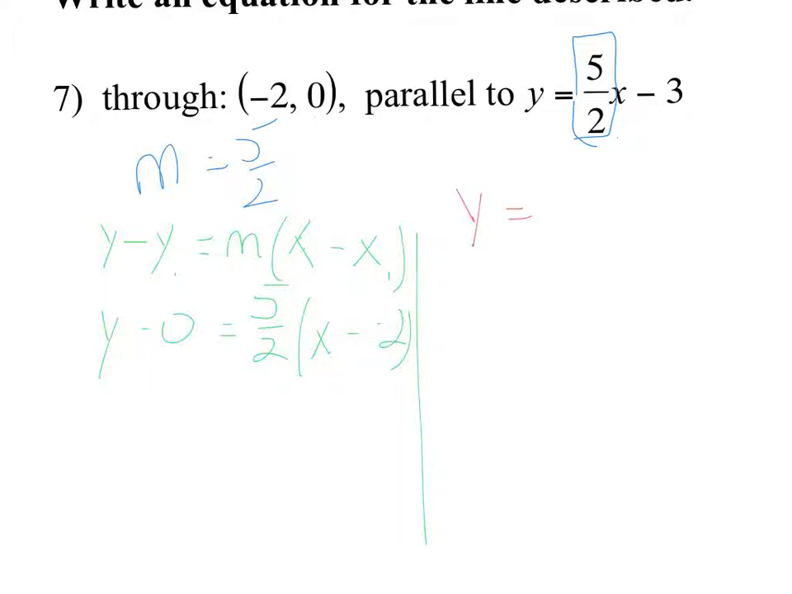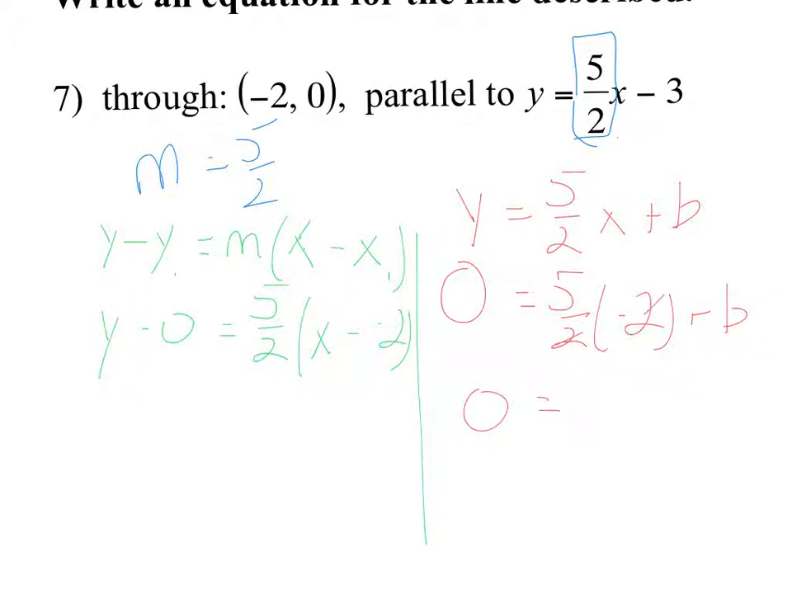So y equals 5 over 2x plus b. And if I plug in this point, 0 is equal to 5 over 2 times negative 2 for x, plus b. We get 0 is equal to, those cancel, negative 5 plus b, which means b equals 5. My equation would be y equals 5 over 2x plus 5.